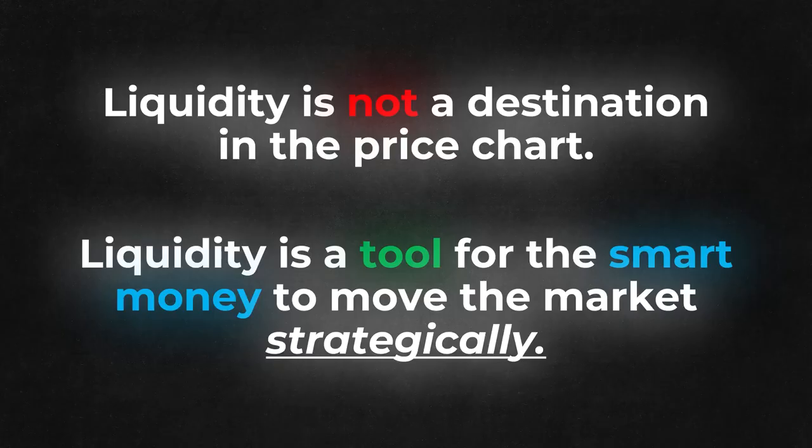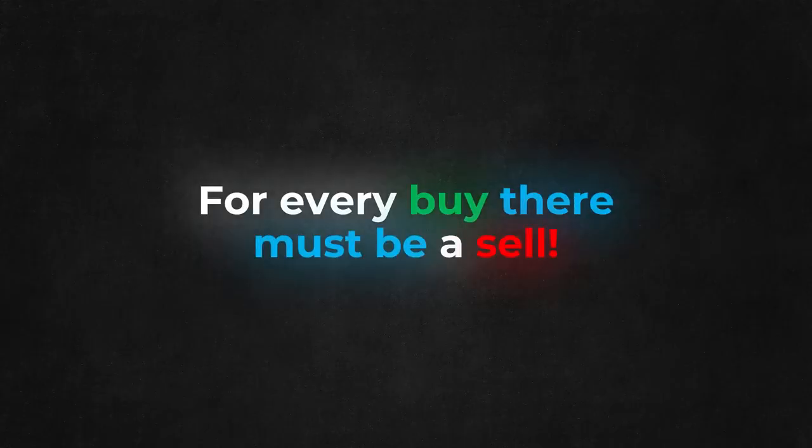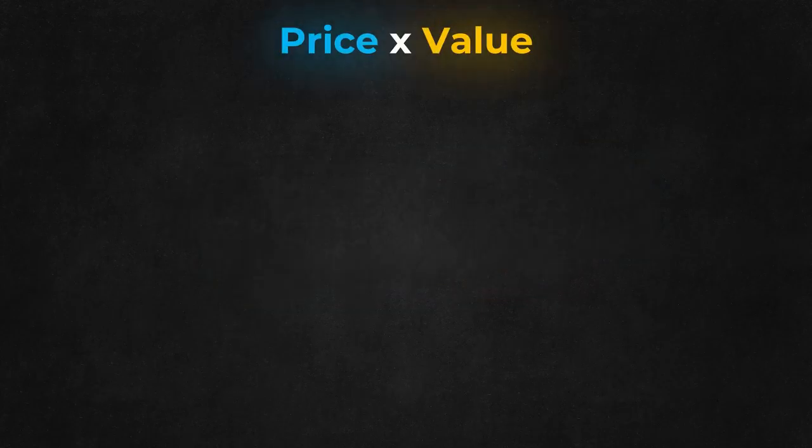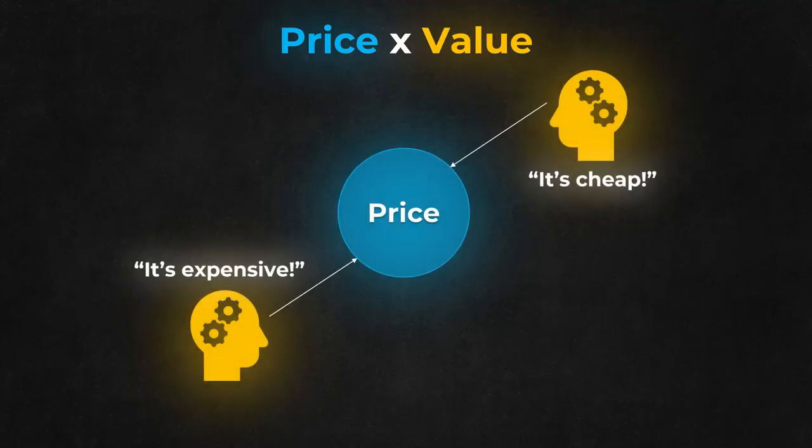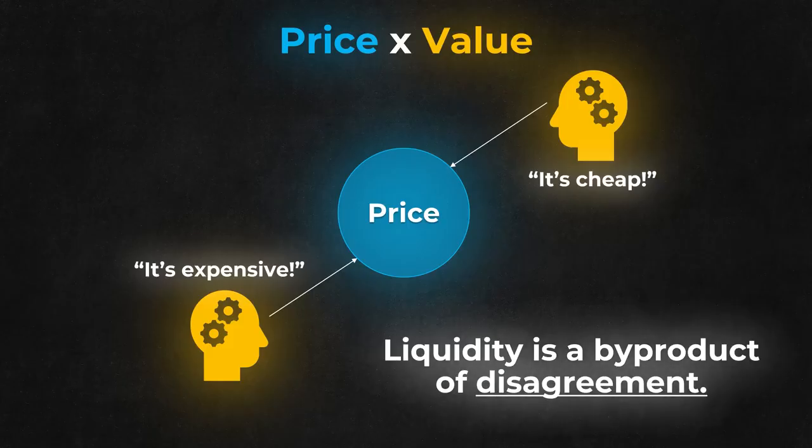When you place a long trade, there must be someone else on the other side willing to sell it to you at the same price. Liquidity exists because market participants have different perceptions of the market. That means someone is willing to sell what someone else is willing to buy at the same price. This would not happen if price perfectly reflected value. In other words, liquidity is a byproduct of disagreement in the market.